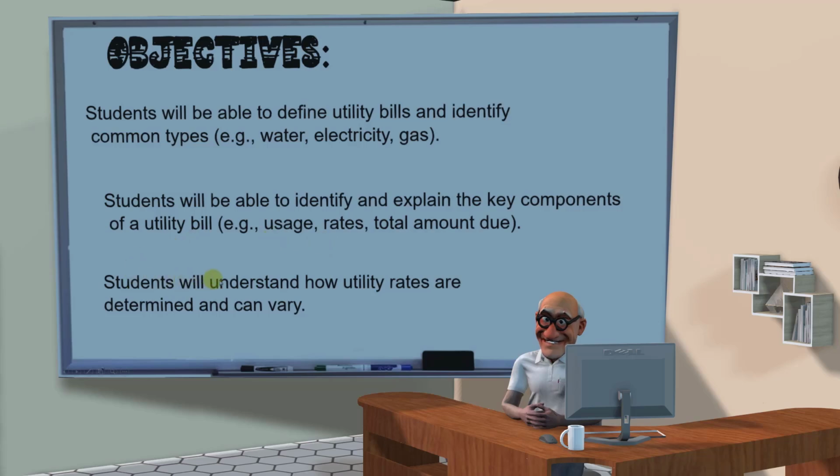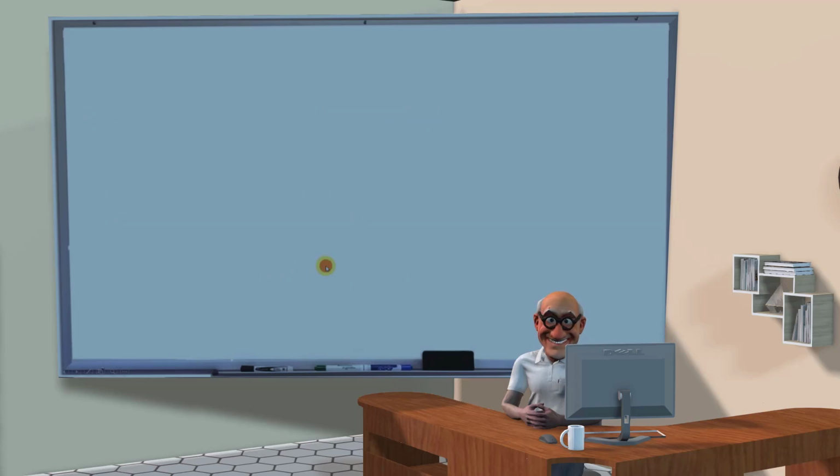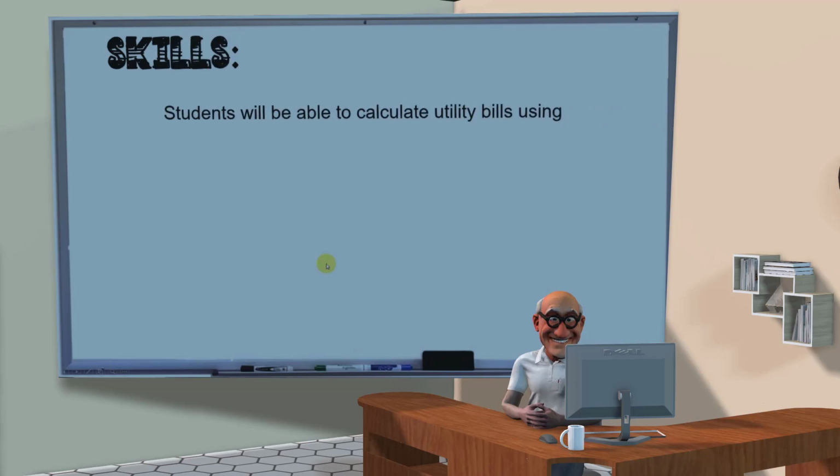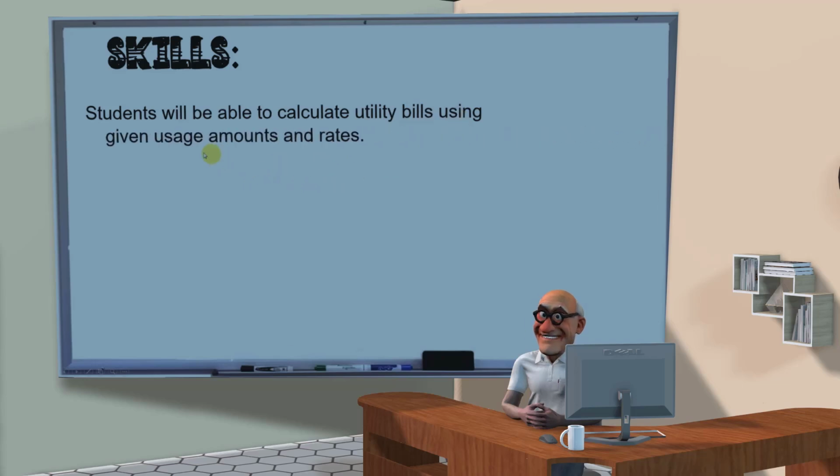And of course you'll understand how utility rates are determined and can vary from city council to city council, from area to area. Guys, these rates differ so much from place to place. Some rates include the GST or the VAT, some rates don't include it. So those are all things that we'll be looking at in this lesson. Also, the skills that you will gain, let's have a look at that quickly. You'll be able to calculate utility bills using given usage amounts and rates.